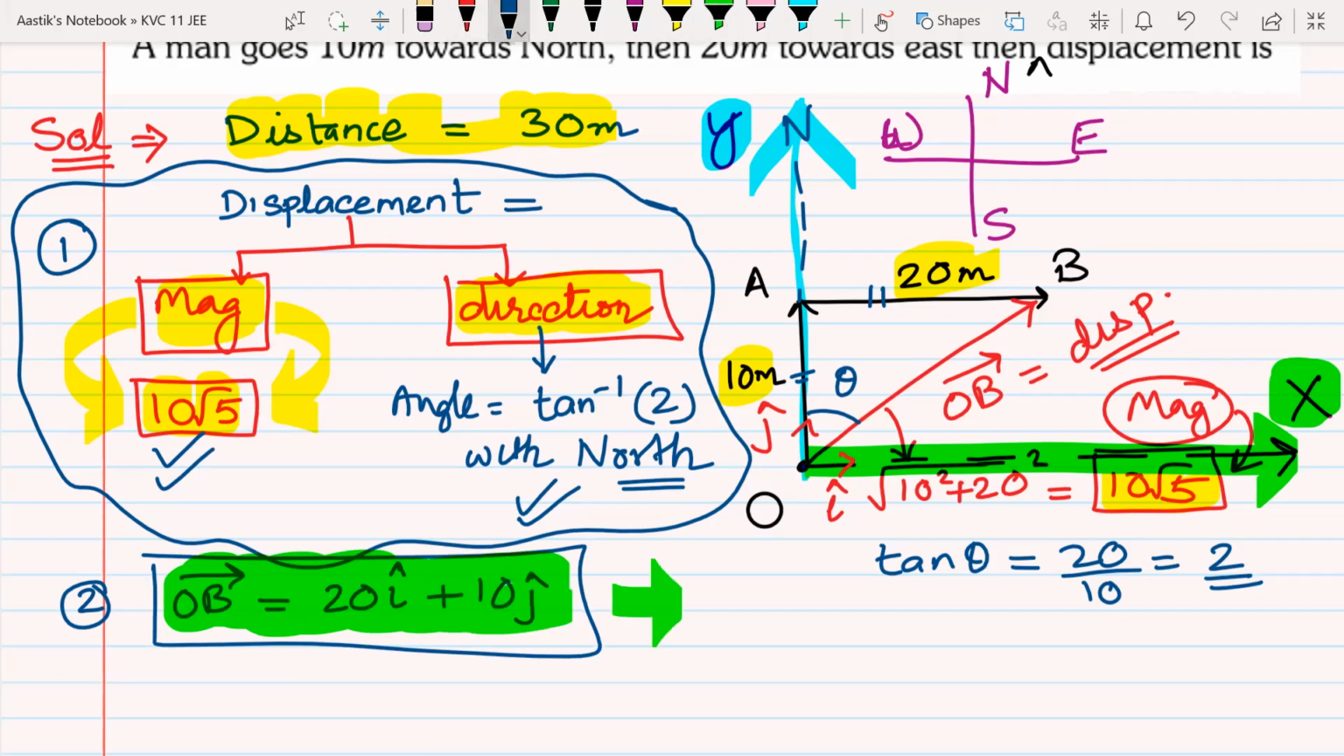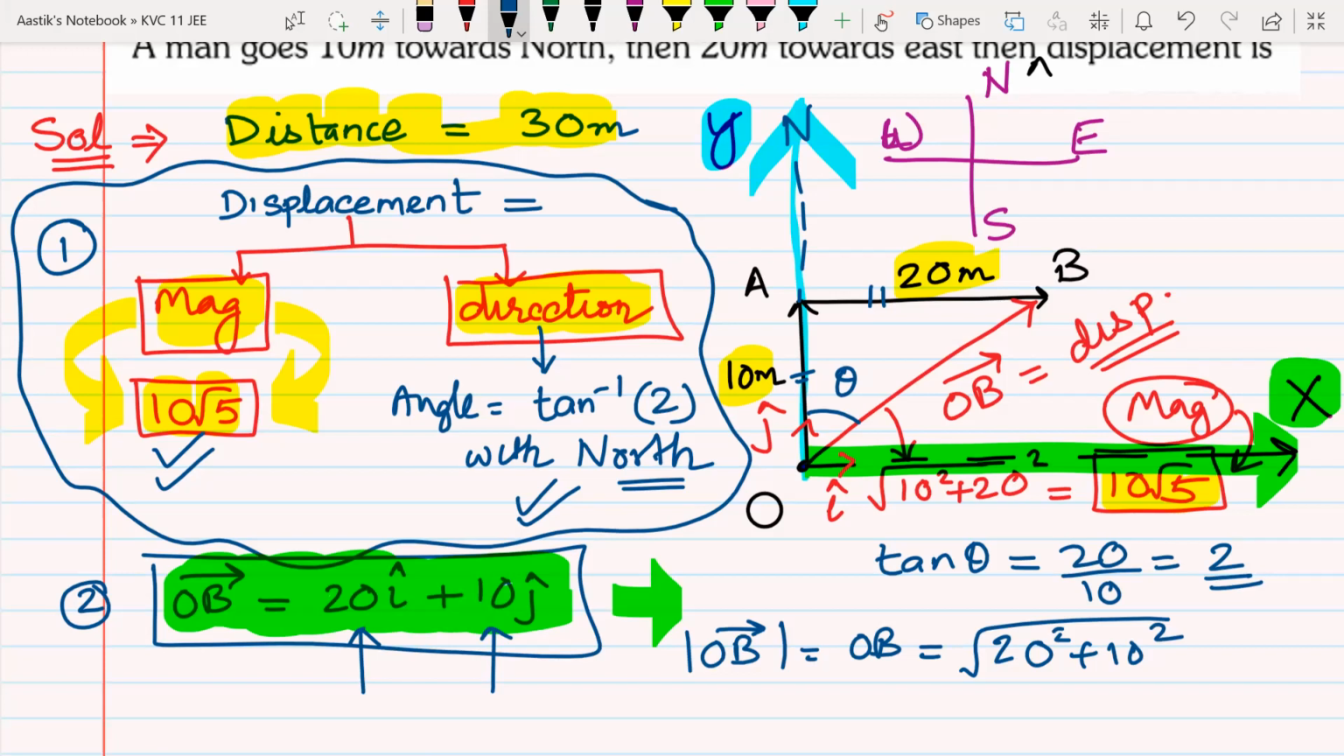Now I can find the magnitude also, but very easily. The magnitude of OB vector is simply the length of OB, that will be equal to the root of x square plus y square. Yes or no? Yes, sir. So it will be the root of 20 square plus 10 square. You can also find the angle with the x-axis or with the y-axis. Here we have calculated the angle from the y-axis. Do we understand this?